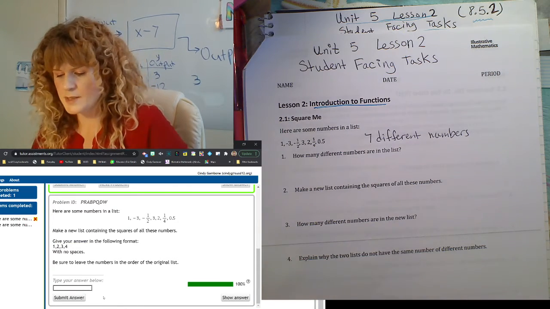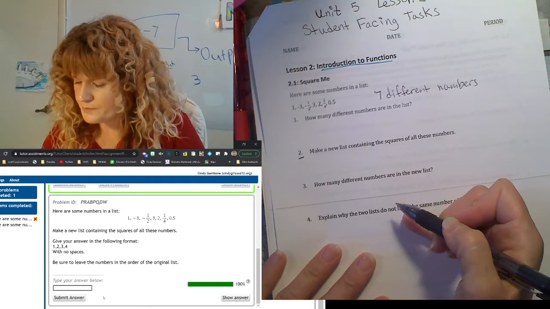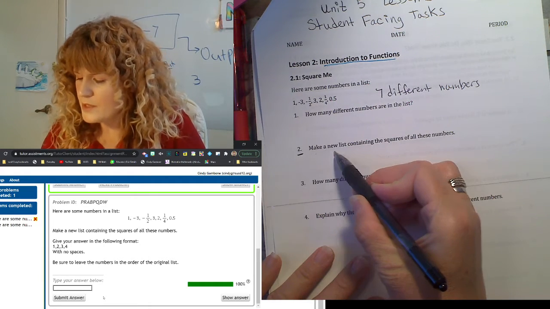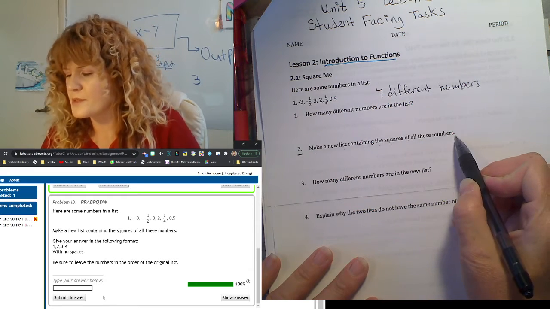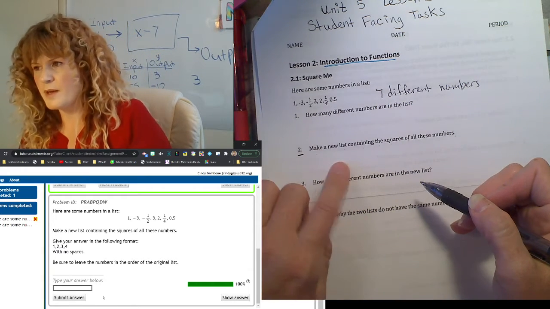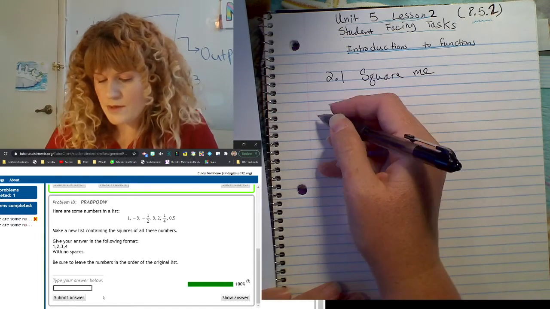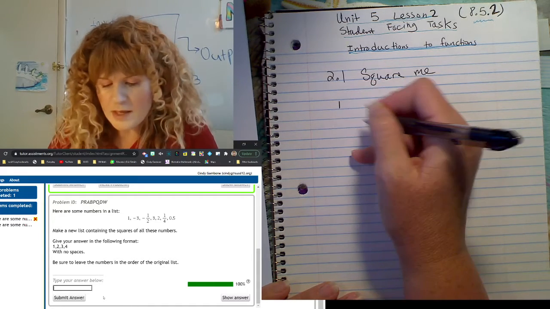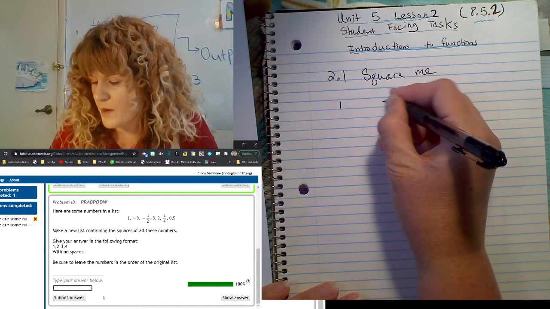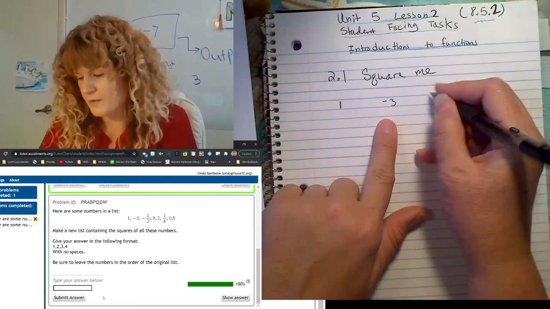All right, here's the next problem. Number 2, make a new list containing the squares of all these numbers. I think you better do this on paper or in your notebook. Okay, so the new list containing squares, I'm going to do it in my notebook because it's a good chance to review square numbers.